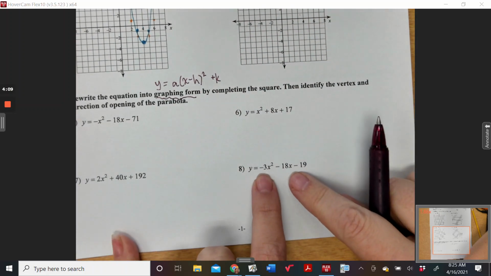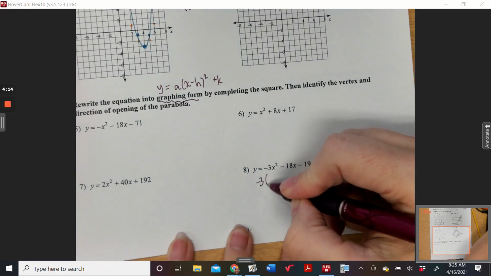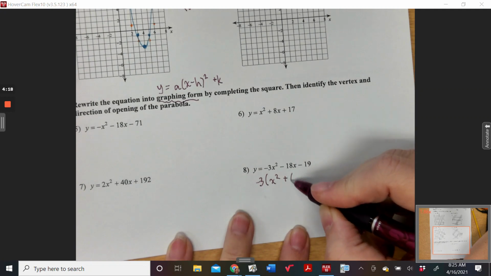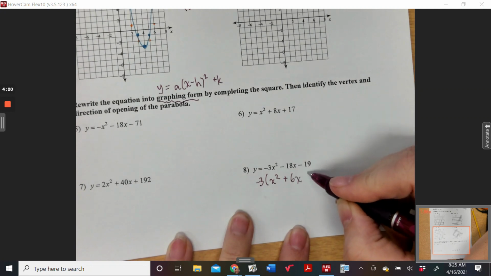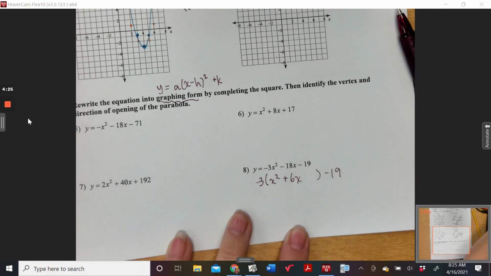The very first step to completing the square is to remove the leading coefficient. So we're going to go ahead and factor out this 3. Divide the 3, so I'm going to put plus 6x here, and then close that out. So take a minute and think about that, and we'll be right back.